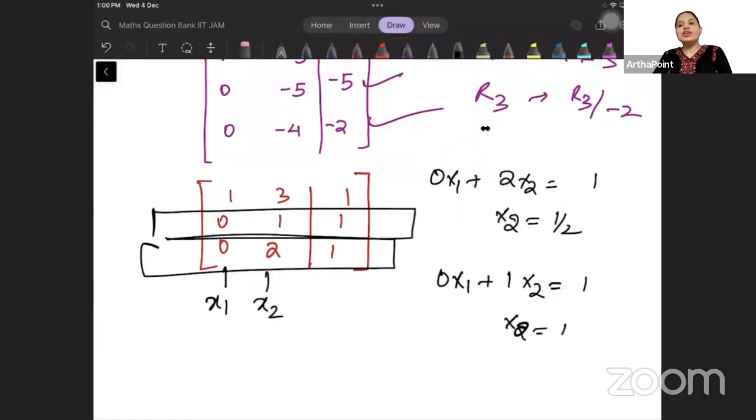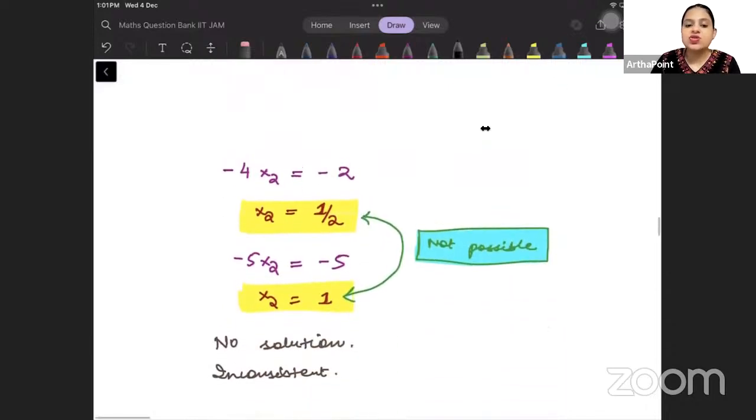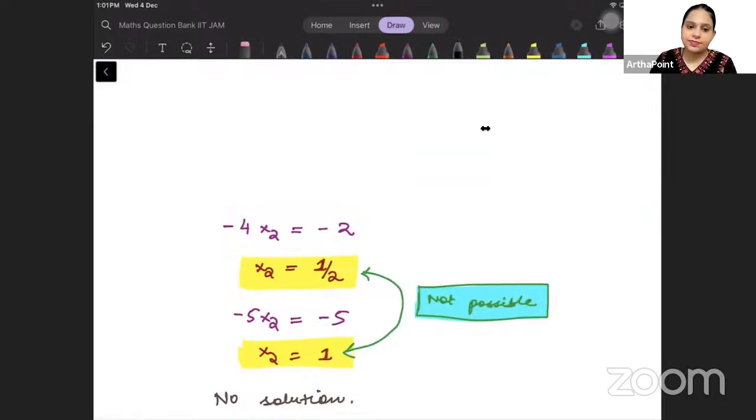So I am getting two different values of x2, which is not possible, right? x2 cannot have two separate values, right? You can either have infinite solutions or you can have a unique solution. You cannot have two values of x2. There are just two variables, x and y, so it is not possible to get two different values of x2. Which means that ultimately it is a no solution case. There is no solution. We are getting an inconsistent answer.